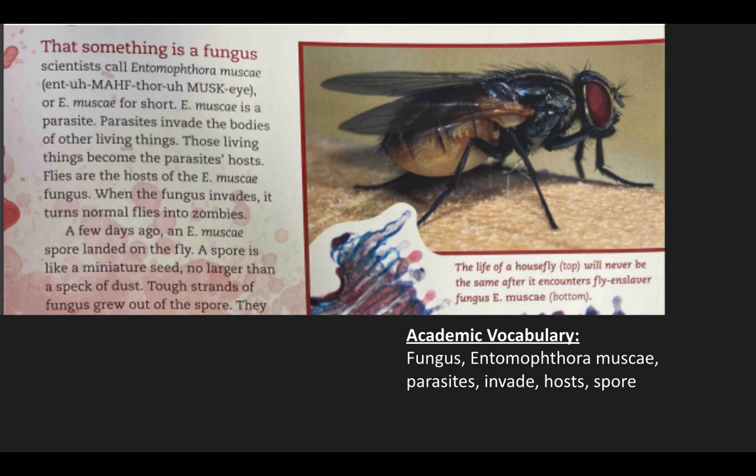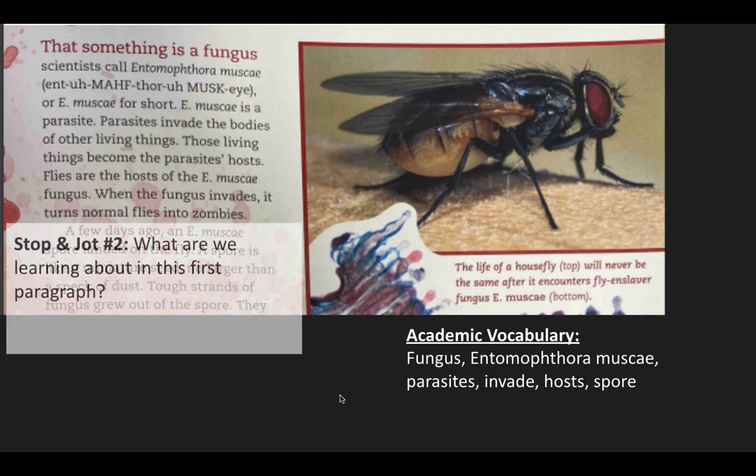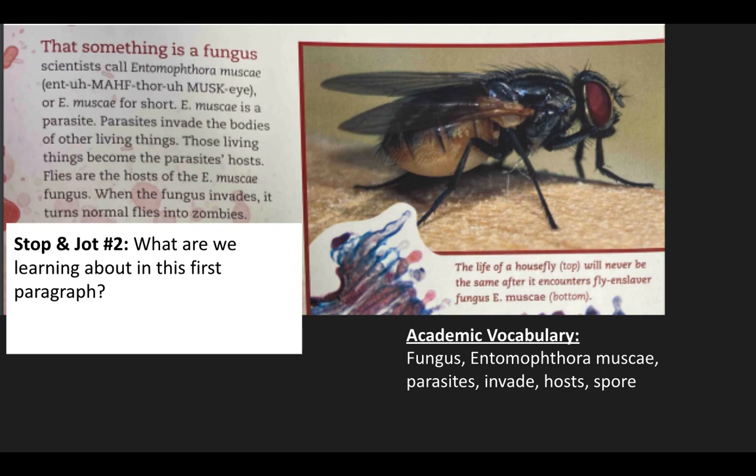So I'm just noticing this caption here. It says, the life of a housefly tough will never be the same after it encounters fly enslaver fungus E. muscae, which they're going to show us the bottom of it. So there's some academic vocabulary words that we're collecting here. Parasites, invade, host, spore, and fungus. All right, now's a good time to pause and do your stop and jot number 2. What are we learning about in this first paragraph? Do your jot in this first paragraph. What did you learn? What's your main idea?